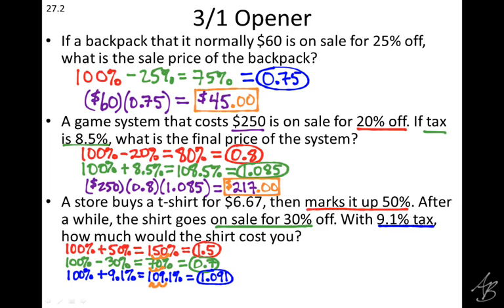So we want to know what is the final price of this t-shirt. So how do I find that? Multiply all of it together, right? But we're going to start with, not the multipliers, but the original price of the shirt, which was $6.67. We're going to multiply that by the markup multiplier, 1.5. Multiply that by the discount multiplier, 0.7. Multiply that by the tax multiplier, 1.091. And all of that together gives us 7.64.